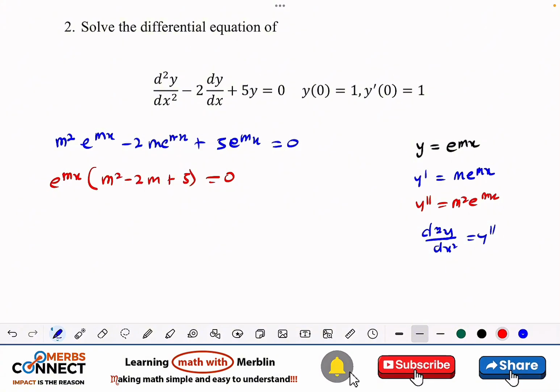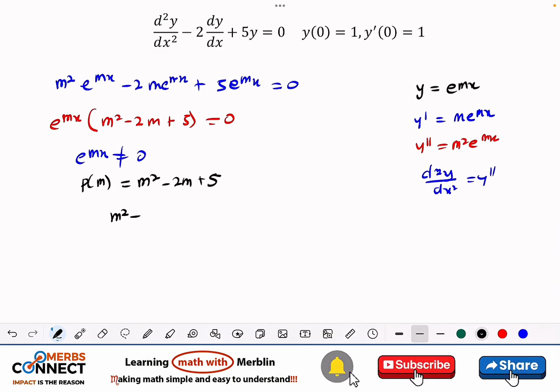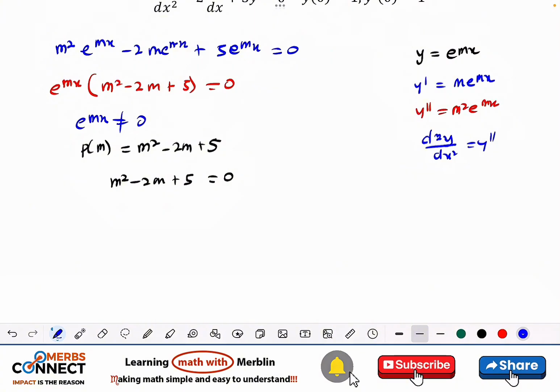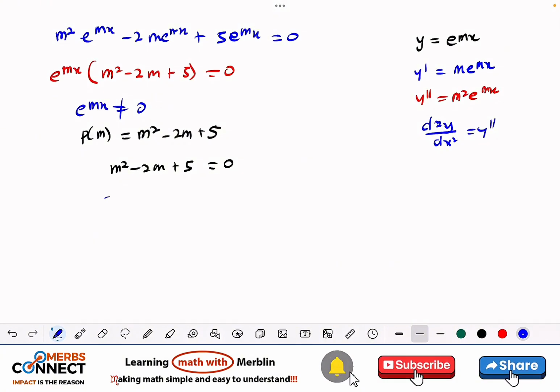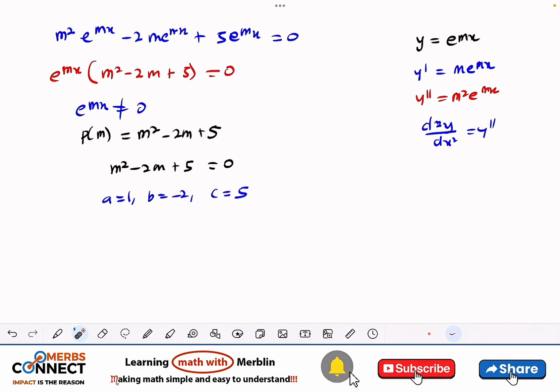And then what can we do again? We can say that this e to the power mx is never 0. So it means that the characteristic polynomial is the one that should be equal to 0. So I'll pick m squared minus 2m plus 5 to be equal to 0. Then I'll pick my a is 1, b is minus 2, and c is equal to 5. Now, one way of detecting that this is going to be complex is that this 5 here is bigger than b squared divided by 4, so it means that this is going to give us complex roots.